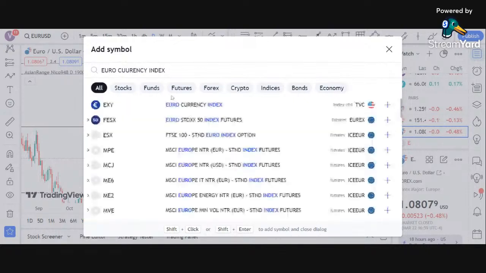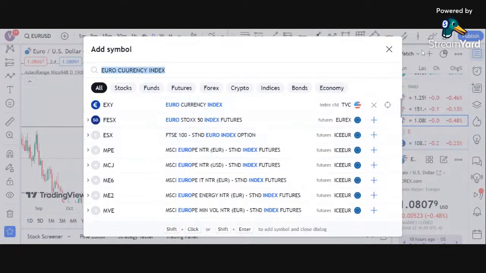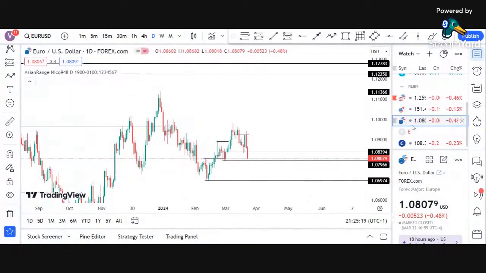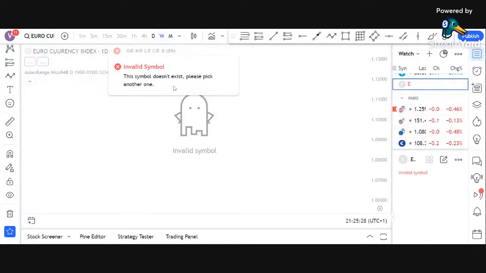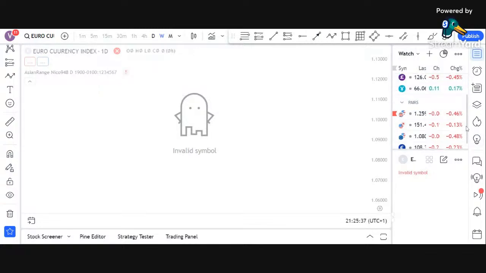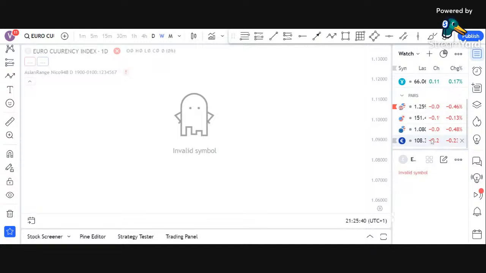Sorry, I was in Forex. Okay, so yeah, this EXY, I got it. Let me just take it to this side because that's where my currency is. Like I said, EURUSD and GBPUSD are similar, because these are the ones I know currently.